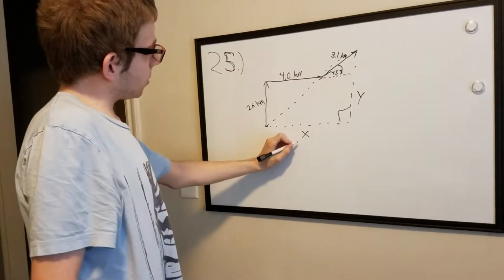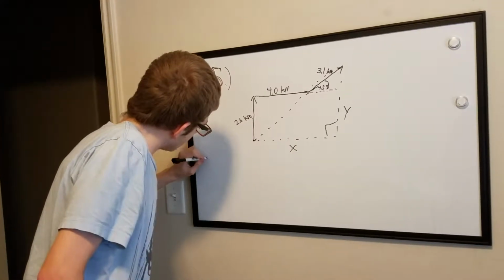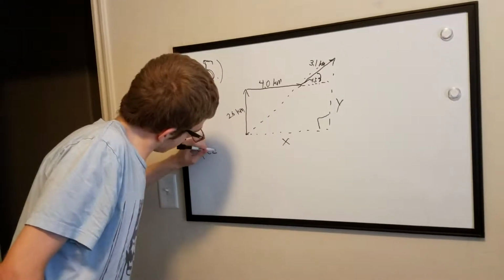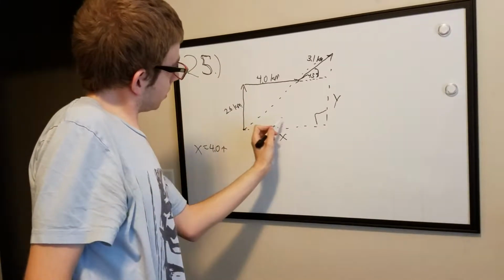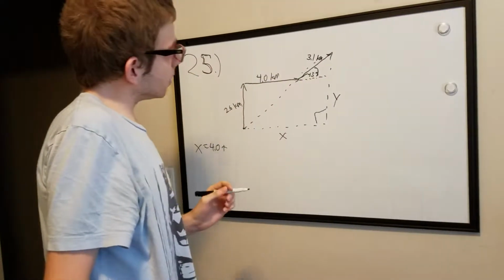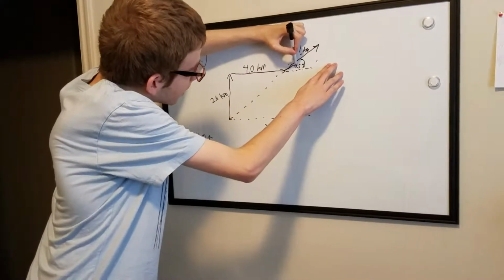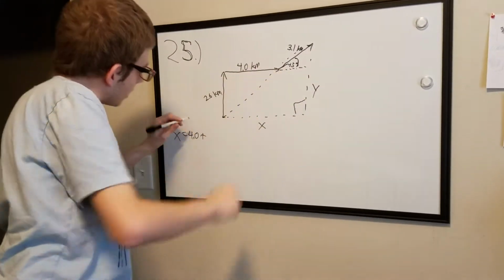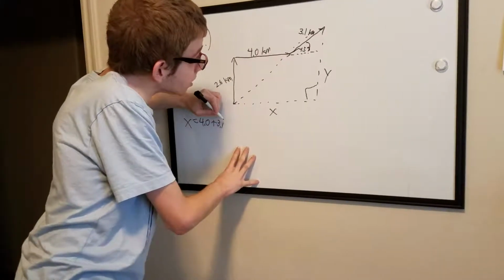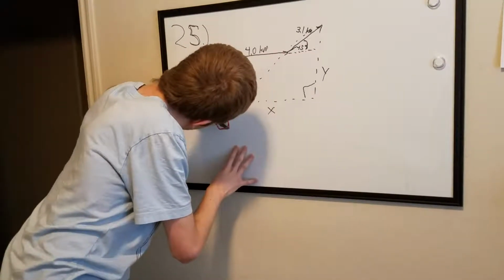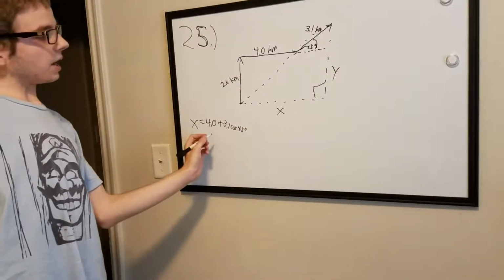First, we can easily find x. The x is going to be 4.0 kilometers plus, and we need to figure out what this section right here is. You can just look at this little triangle right here and figure out that this section equals 3.1 times cosine of 45 degrees. And that's what side x equals.